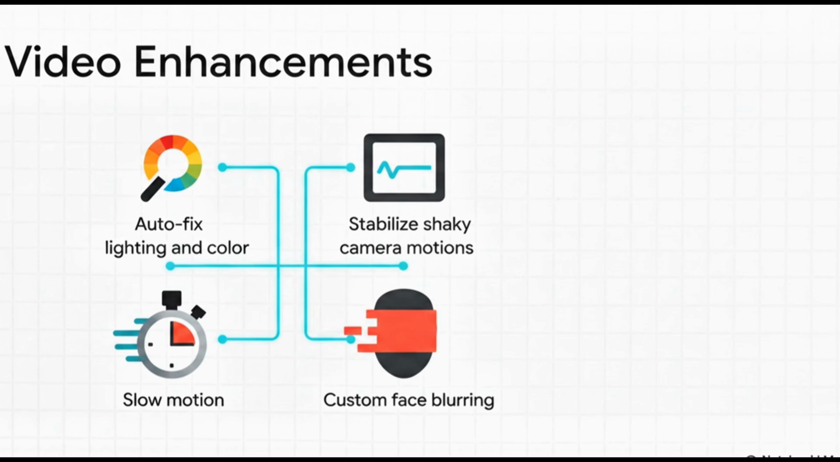Lastly, what if your raw footage just needs a little help? You don't necessarily need fancy desktop editing software to fix it. The Native Enhancements tool provides some serious magic right inside your browser. You can auto-fix your lighting and color with a single click. If you shot handheld and it's making viewers dizzy, you can stabilize those shaky camera motions effortlessly. You can apply slow motion, and from a privacy standpoint, the custom face blurring tool is incredible. It automatically tracks and blurs faces in your scene without you having to manually mask them frame by frame. It is literally an entire post-production suite just sitting right there under the hood.